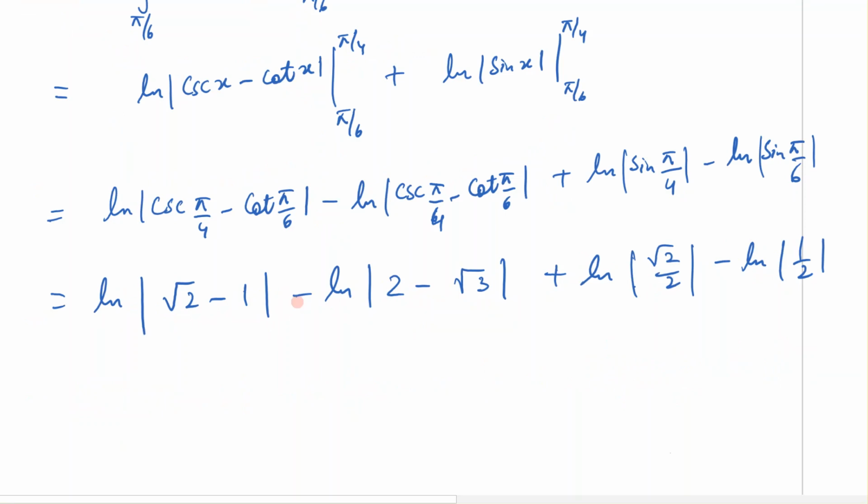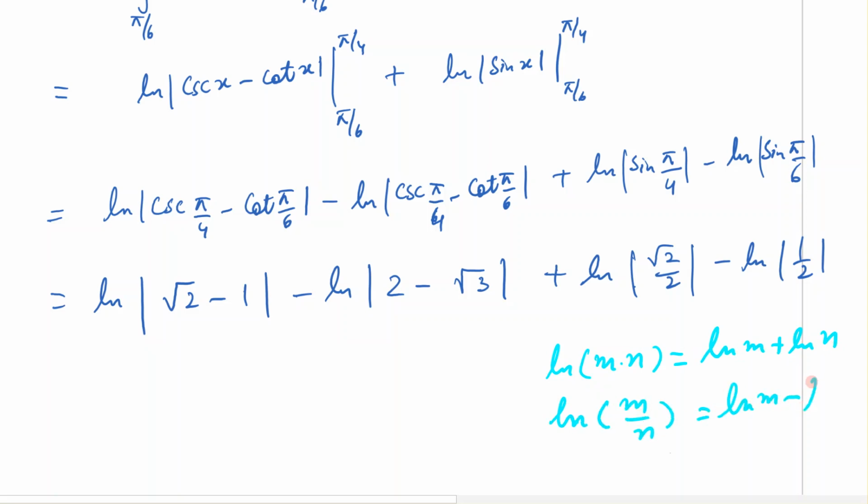Now we can combine some of these terms together into one log. So we know that ln of a product is ln m plus ln n, and if you have division, that means ln m minus ln n. So if you have subtraction between two ln terms, you can bring them together as a division. If you have addition between two ln terms, you can bring them together as a multiplication.